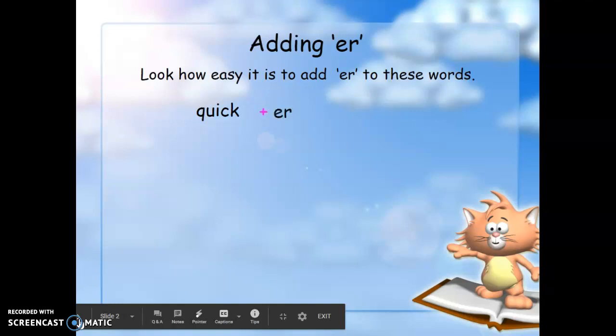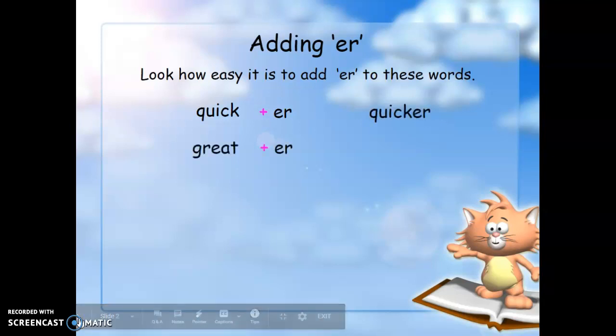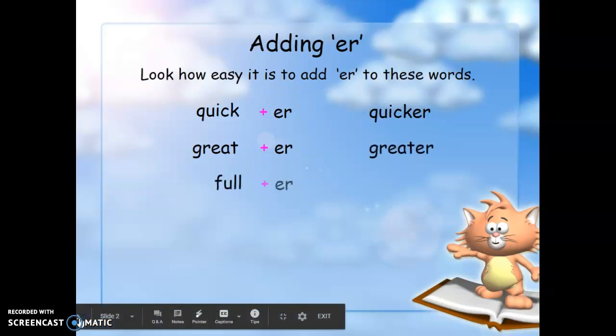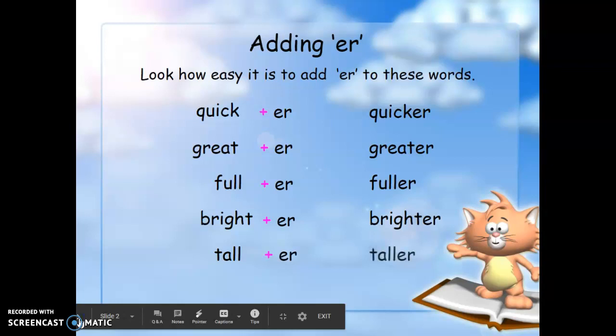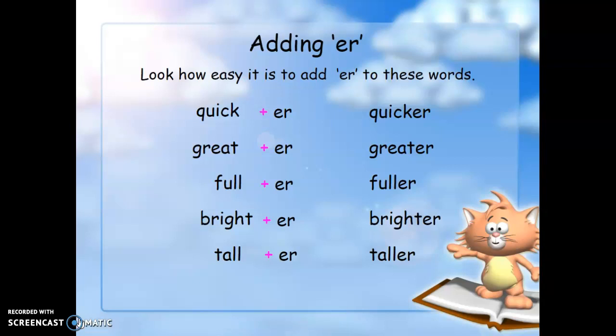So if you have the word quick and you add er, it becomes quicker. If you have the word great and you add er, it becomes greater. If you have the word full and add er, it becomes fuller. If you have the word bright and add er, it becomes brighter. And then if you have the word tall and add er, it becomes taller. Now, for these words, all you need to do is add er to the root word, okay?